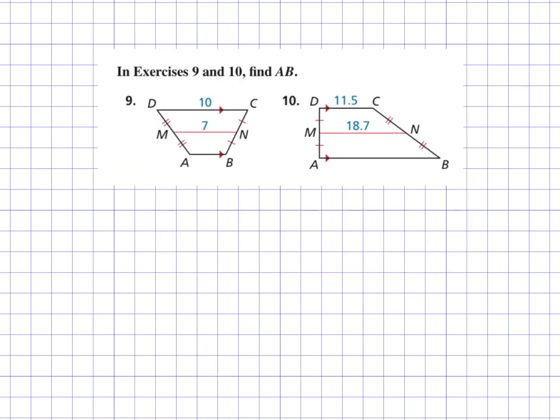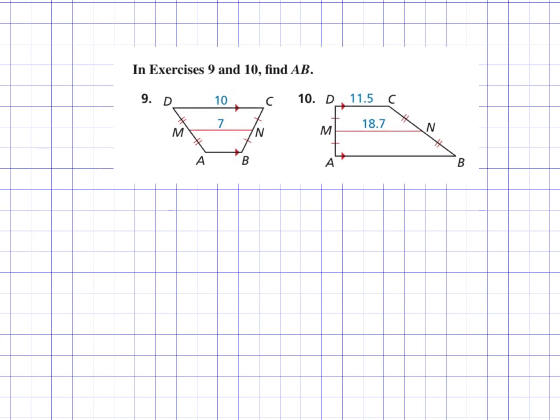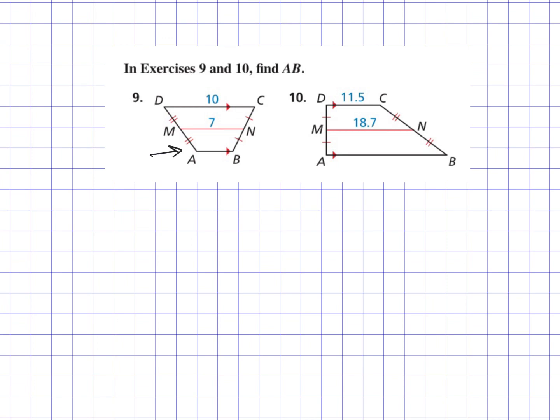Okay. Now, find AB. Now, this is not the mid-segment. You're wanting the other parallel line here. Okay? So again, the distance of AB is equal to something. So let's start with the mid-segment. The distance of the mid-segment is the two parallel sides, 10 plus AB, divided by 2. All right? Well, we do have the distance of the mid-segment. It's 7. So 7 equals the two parallel sides added together divided by 2.